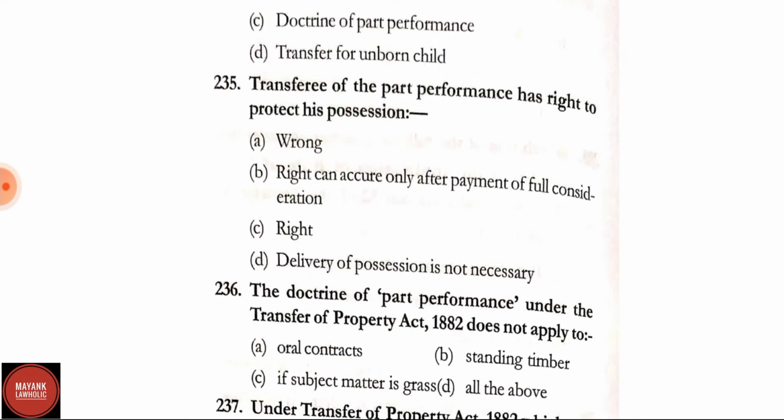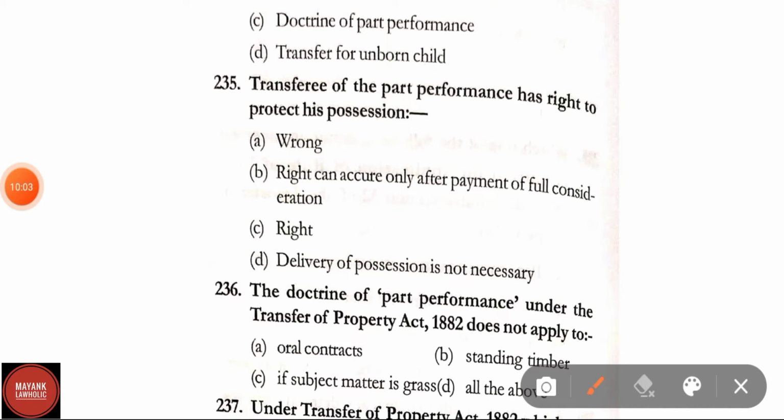Question number 235. Transferee of the part performance has right to protect his possession. Options A and B are wrong. Right can accrue only after the payment of full consideration. Option C, right. Option D, delivery of possession is not necessary. Here the correct answer is option C, that is right.